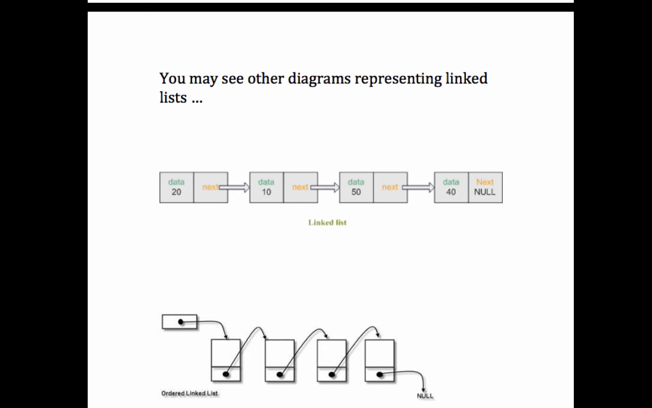So there are different ways of drawing diagrams for a linked list, but all are trying to convey the same representation. It's a collection of nodes where each node has a reference to the node that follows. The last node's reference is set to null, and there is an external reference that will tell us the address of the first node in the list.